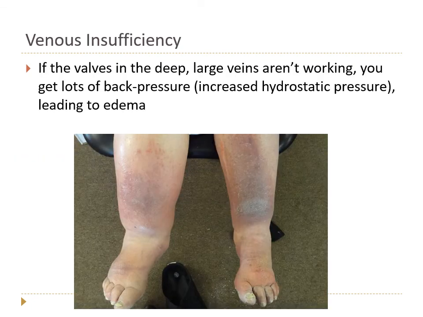Another problem that can occur with veins, and something that we've already looked at previously, is something called venous insufficiency. If the valves, not only in those superficial veins that we saw on the last slide that got varicose, but the really deep, big veins aren't working, then you get lots of back pressure, lots of increased hydrostatic pressure that causes edema. If that's happening because your big veins are also having problems with your valves, we call that venous insufficiency, because the veins aren't doing their job sufficiently.